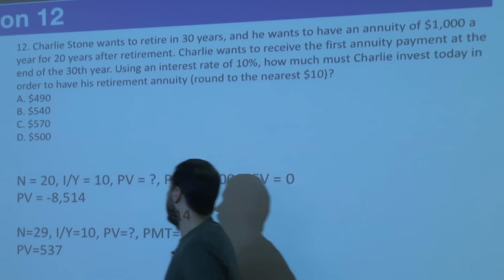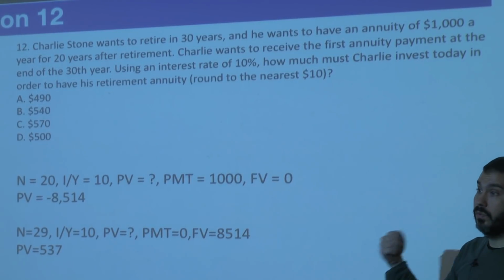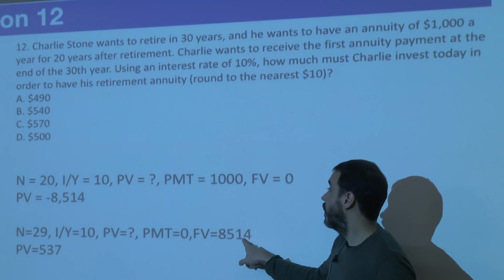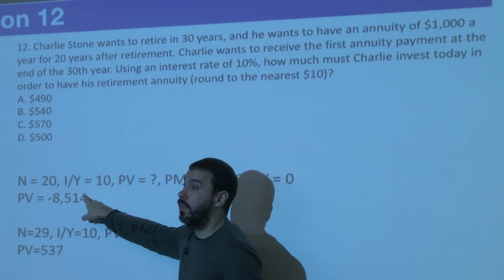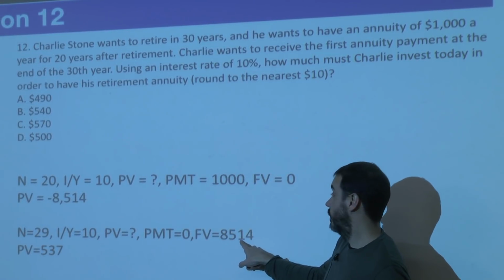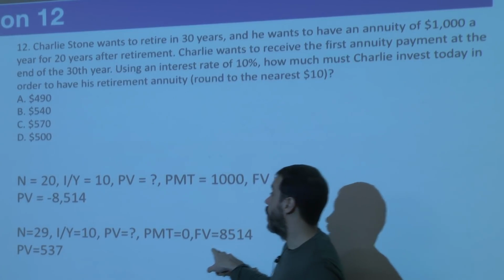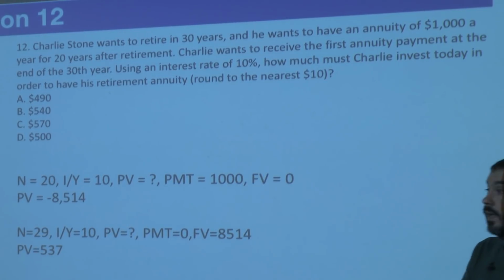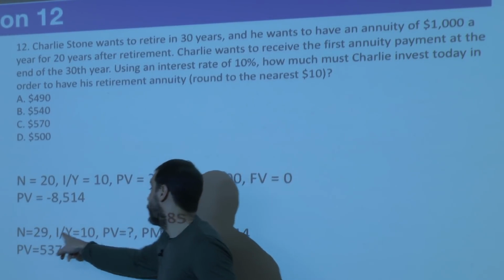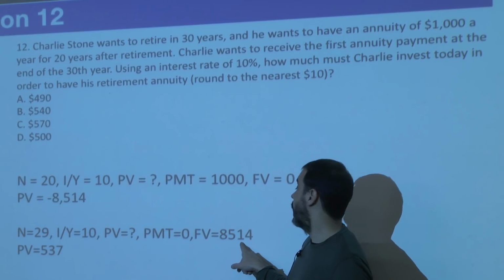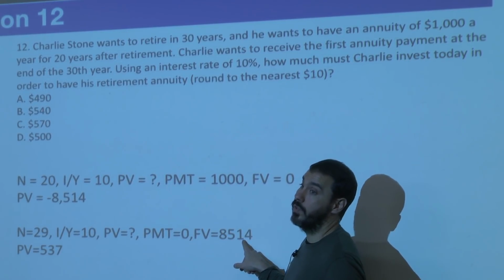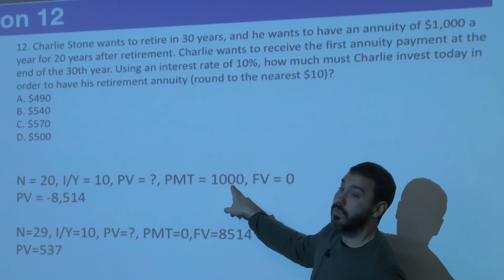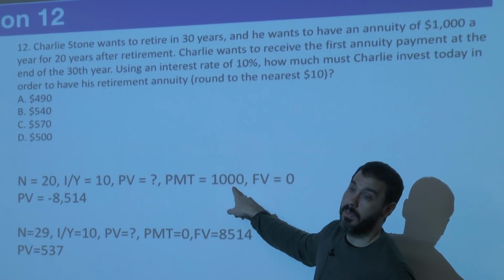So I have 29 more years before that to earn interest. Right? So this present value now becomes my future value. And I want to figure out how much do I need now to put in the account so that in 29 years will grow into $8,514, which is the amount that I will need to generate for 20 years $1,000 per year payments to me.